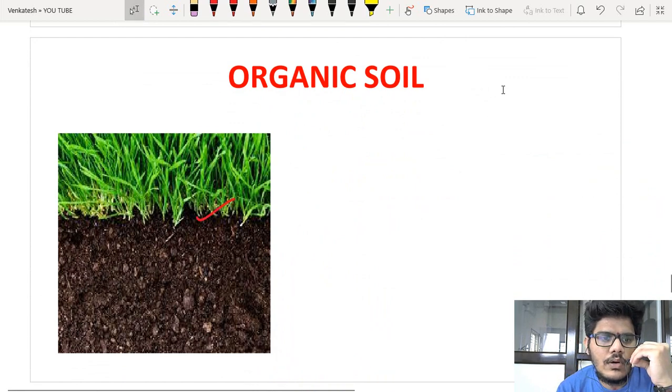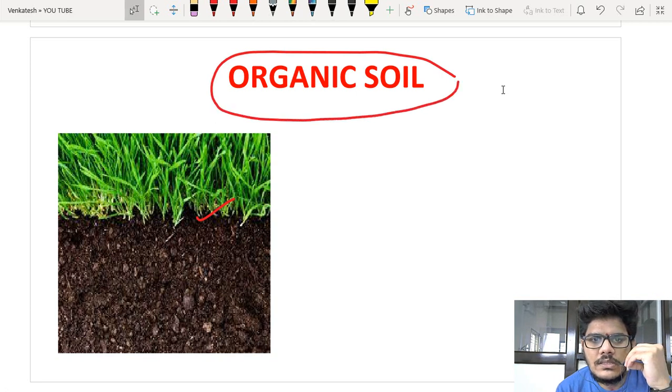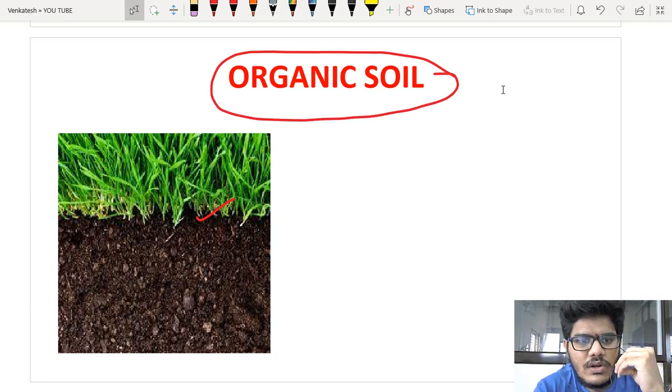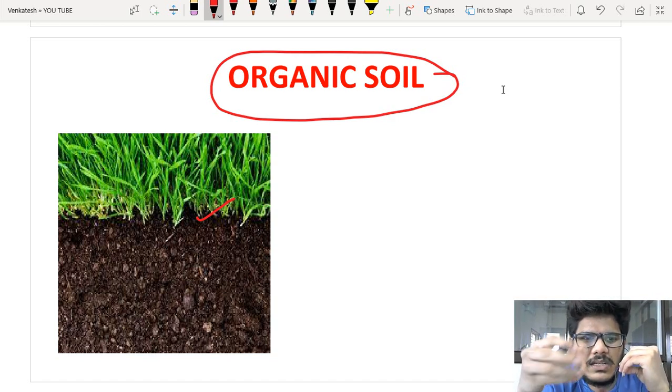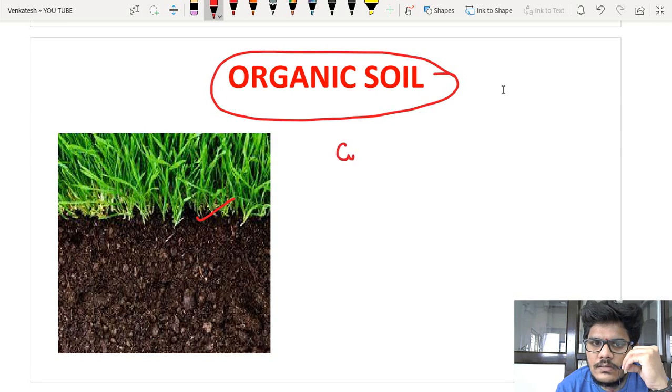And coming to the next soil, organic soil. This is formed by the decomposition by bacteria of the vegetable matter as well as plants. So this is known as organic soil. This organic soil is having a characteristic color as well as odor. So this is having a foul smell. These are also called as cumulose soils.